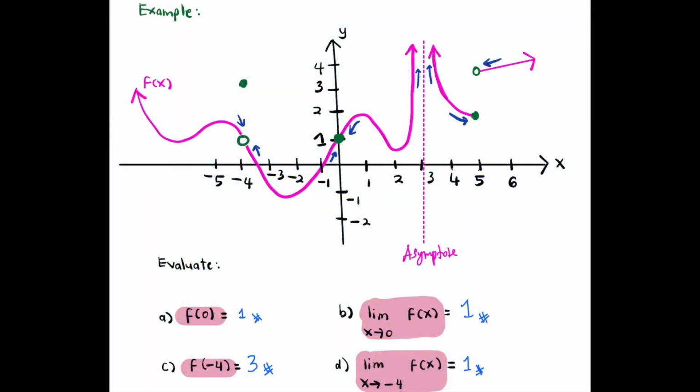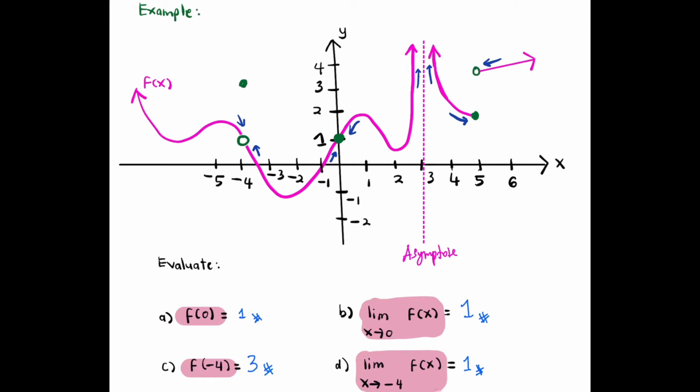Let us see this example here. So you have a random graph here. Okay, so be careful with the graph. First, you have a vertical asymptote here, and then you can see here that you have a hole at 2 points. Okay, so be careful along the way.